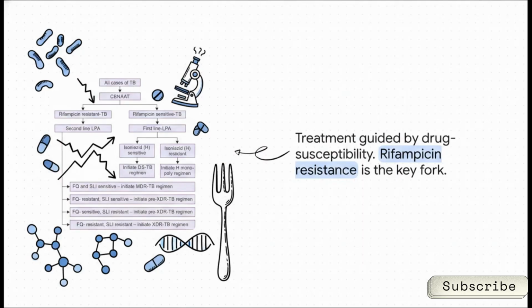This algorithm really shows how everything comes together. Today, we do something called universal drug susceptibility testing. Basically, every patient diagnosed with TB gets tested for at least rifampicin resistance right at the very beginning, usually with that initial GeneXpert test. The result of that one test, is it rifampicin sensitive or resistant, is like a fork in the road. It determines the entire treatment journey for that patient.